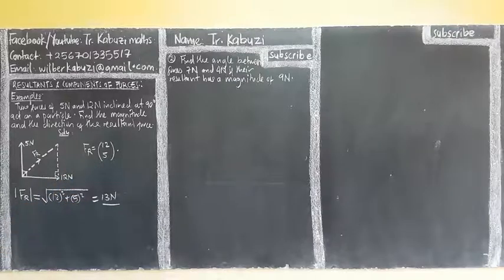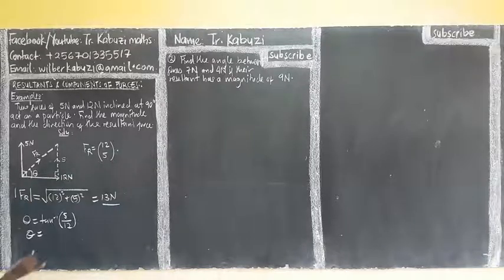After getting the magnitude of the resultant force, now what happens after? They want us to get the direction. Let me call this one theta. How do I get theta? Our theta is going to be tan inverse of the opposite, which is 5, over the adjacent. So our theta there is going to be 22.62 degrees, and that is going to be our direction.